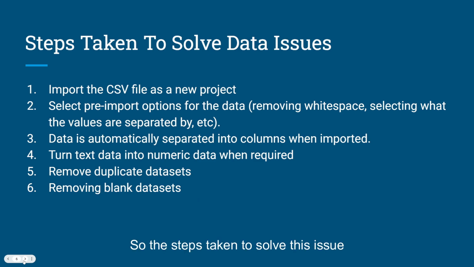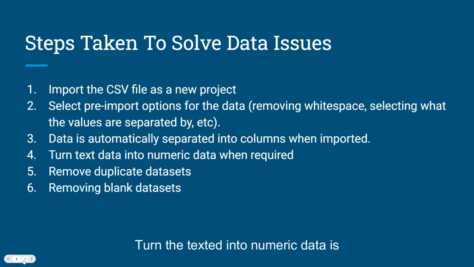So the steps taken to solve this issue consist of importing that CSV file into OpenRefine as a new project, of course. Select different pre-import options before even creating the project, such as removing the white space, selecting what values are separated by. In our case, it's semicolons, and there's a few different other settings. Data is automatically separated into columns when imported, so that is an easy solution to everything being in one column.